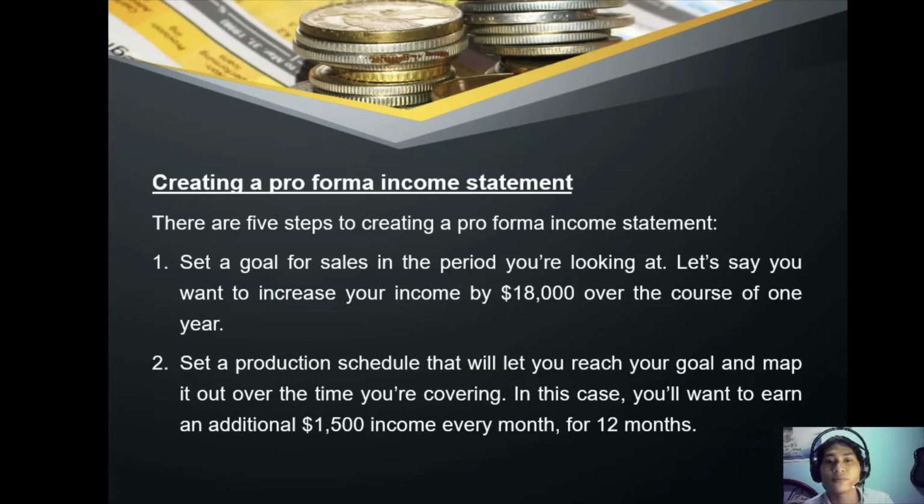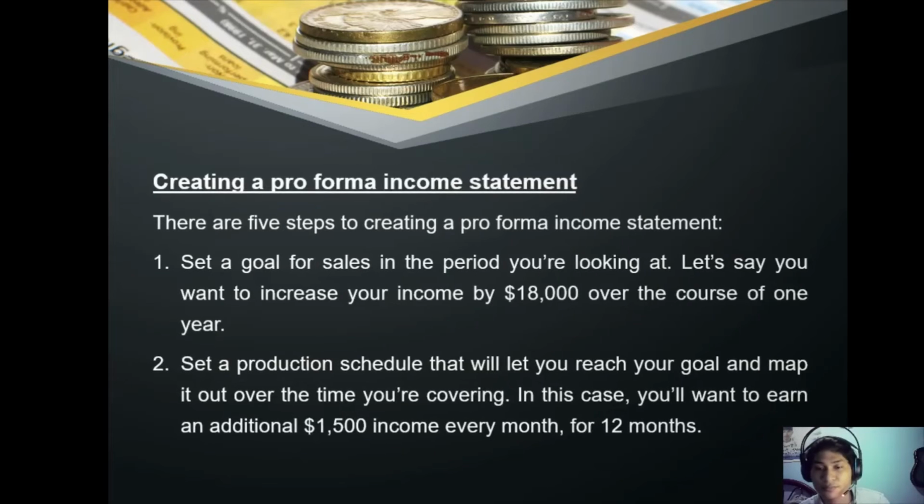There are 5 steps to creating a pro forma income statement. Number 1. Set a goal for sales in the period you're looking at. Let's say you want to increase your income by $18,000 over the course of 1 year. Next step, set a production schedule that will let you reach your goal and map it out over the time you're covering. In this case, you'll want to earn an additional $1,500 income every month for 12 months.